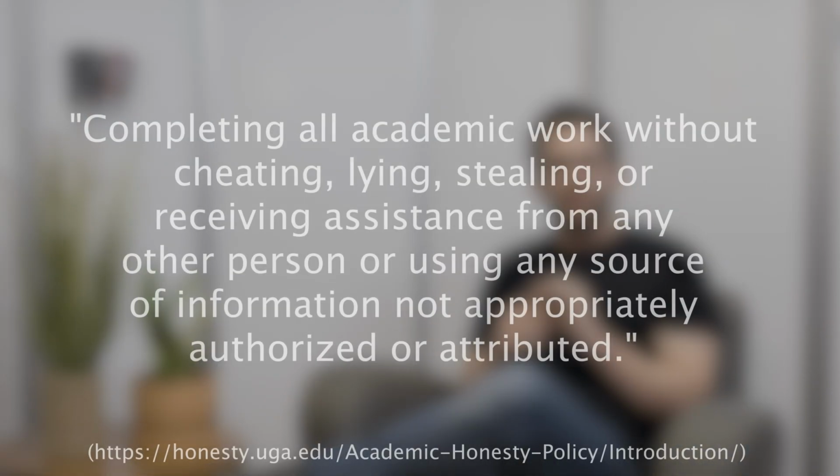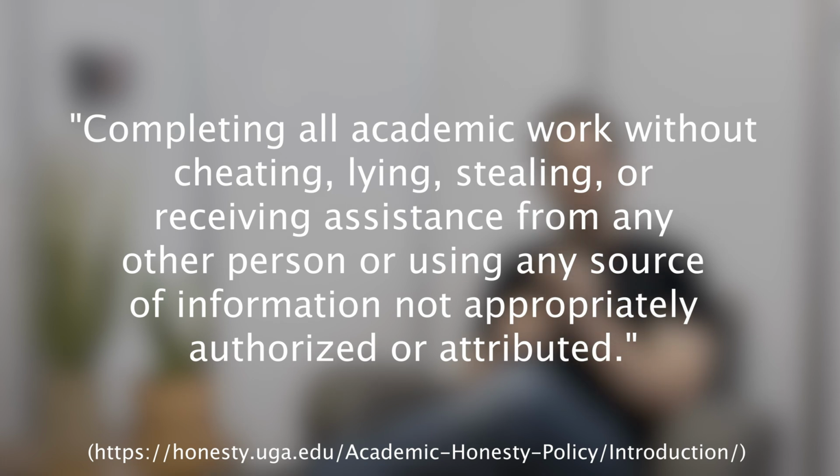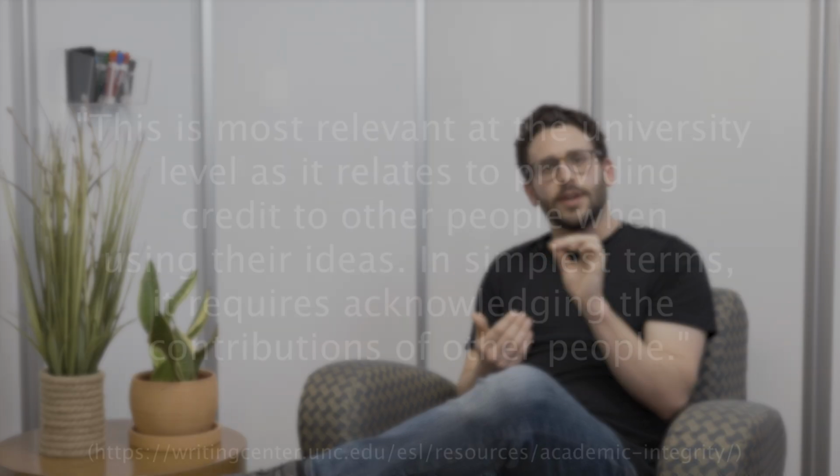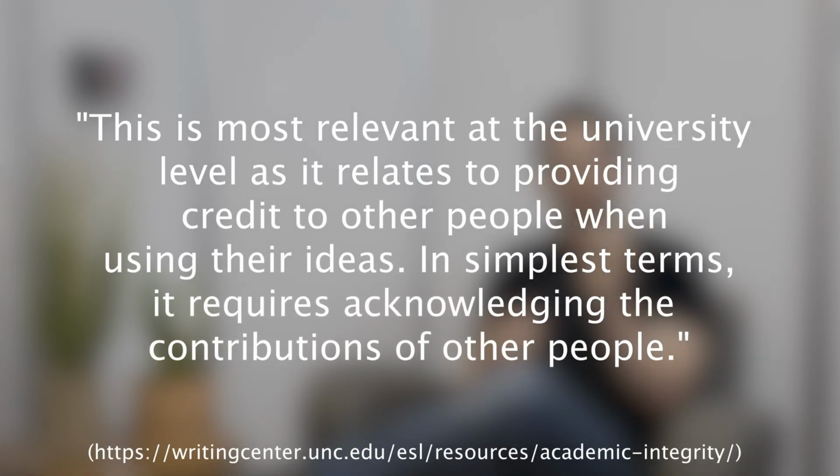The University of Georgia defines academic honesty as completing all academic work without cheating, lying, stealing, or receiving assistance from any other person or using any source of information not appropriately authorized or attributed. In a similar description of academic integrity, the University of North Carolina Chapel Hill says, "This is most relevant at the university level as it relates to providing credit to other people when using their ideas. In simplest terms, it requires acknowledging the contributions of other people."